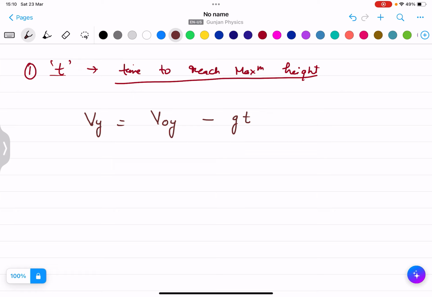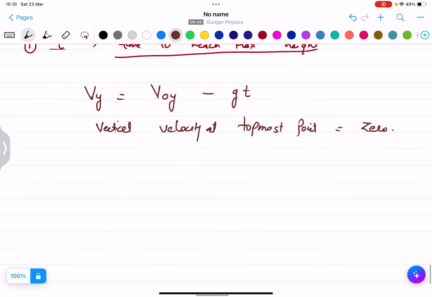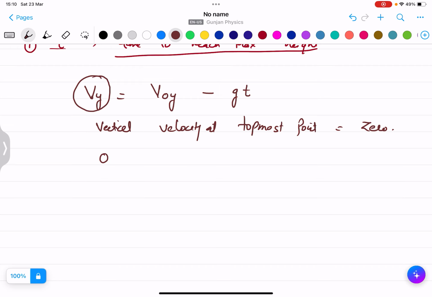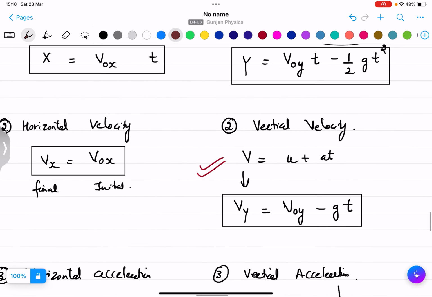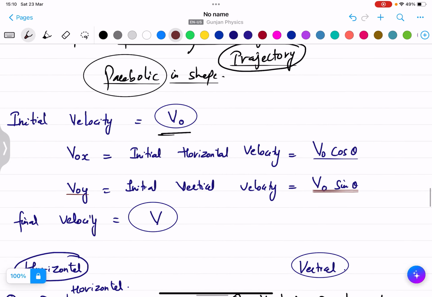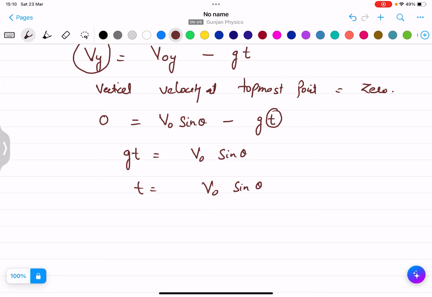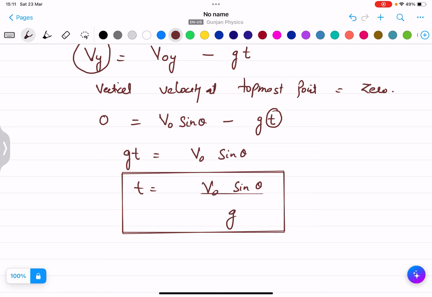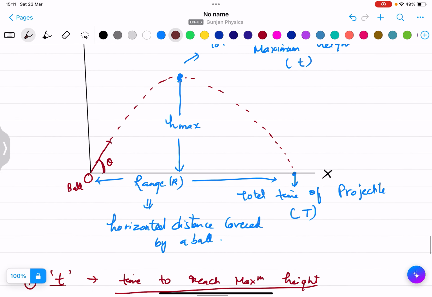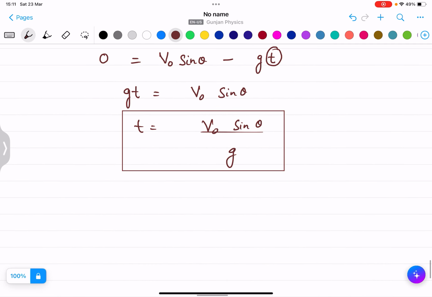Now the vertical velocity at the topmost point is 0. Okay, vertical velocity at the topmost point is 0. So this velocity Vy will be 0, right? What will be V naught y? It's the vertical component. So we know this value. It is V naught sine theta. I explained you here. Yes, V naught y is equal to V naught sine theta. So we will come here, V naught sine theta minus gt. We need to find out the value of t. So we can write gt equals V naught sine theta, and t will be equal to V naught sine theta over g. So this is a very simple derivation of t. t is the time to reach maximum height. So this is the time to reach the maximum height, V naught sine theta by g.